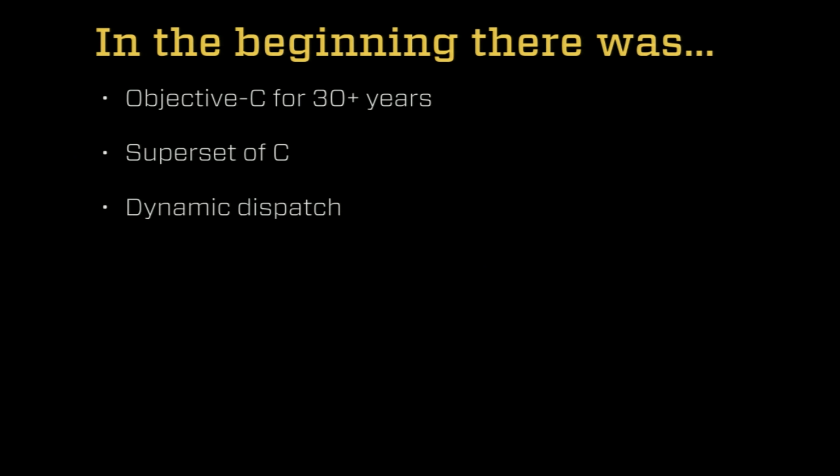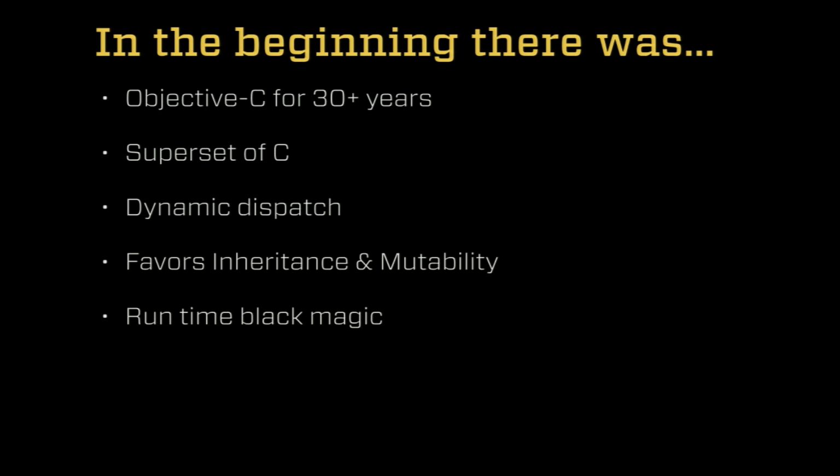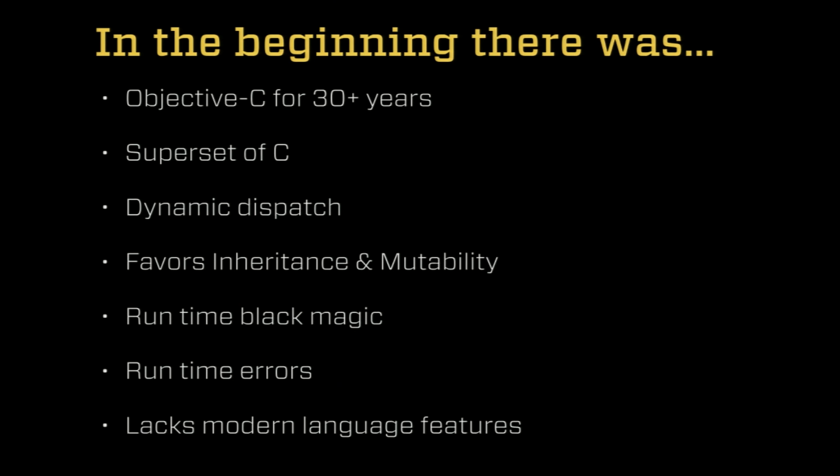As far as how it works, it uses dynamic dispatch, so it's not as statically typed as some other languages. It favors inheritance and mutability. It's from the older school of software engineering and really a lot of OOP principles. There's a lot of runtime black magic, which leads to runtime errors. And it also, unfortunately, almost encourages runtime black magic because of the way that it works and the way that it's written. And because it's so old, it hasn't actually grown up much with the rest of engineering. So it has a lot of baggage, but also lacks a lot of modern features from other languages that are newer and written in the last 10 years.